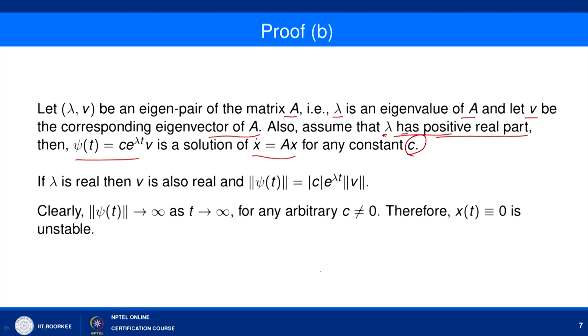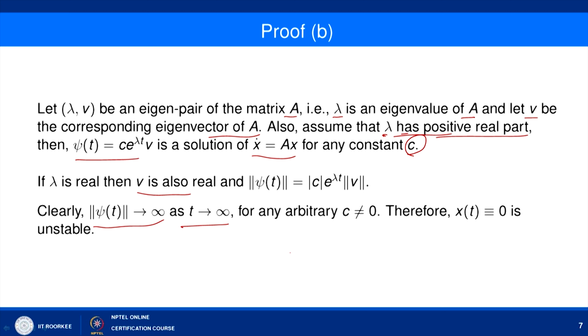And now we may have two different cases. One case is that lambda is purely real, or lambda is a complex eigenvalue. So, if lambda is real, then we can show that V is also real, and hence we can write the norm of psi t is equal to modulus of c e to power lambda t into norm of V. Now, the modulus of e to power lambda t is nothing but e to power lambda t itself, and here we can see that as t tends to infinity, psi t tends to infinity.